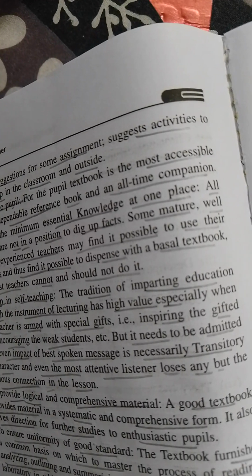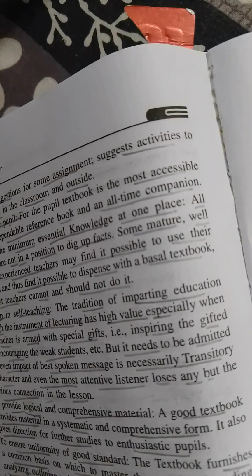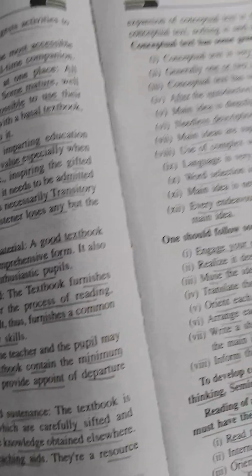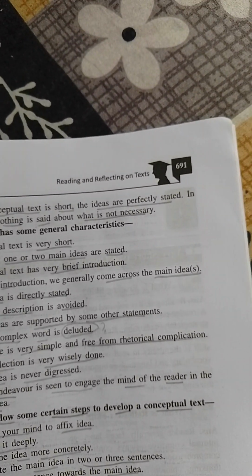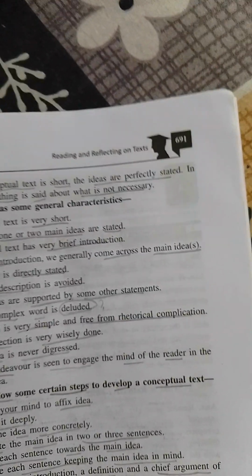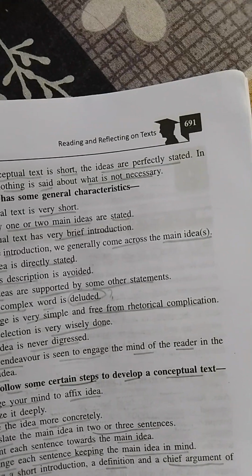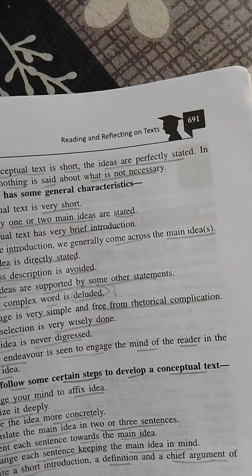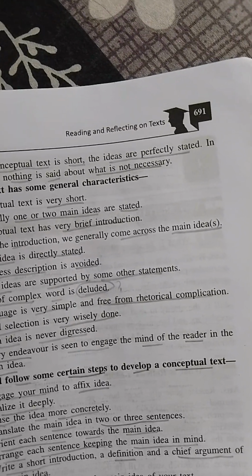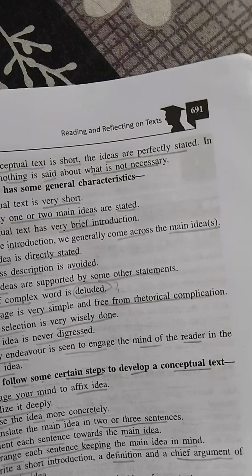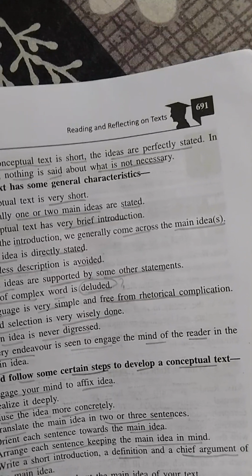Explain conceptual reading with example. Conceptual text is a very shortened version of text. Only the main ideas are stated here, and there are some supporting statements. Though the expansion of conceptual text is short, the ideas are perfectly stated. Nothing is said about what is not necessary. Conceptual text has some general characteristics. It is very short, and generally one or two main ideas are stated. It has a very brief introduction.